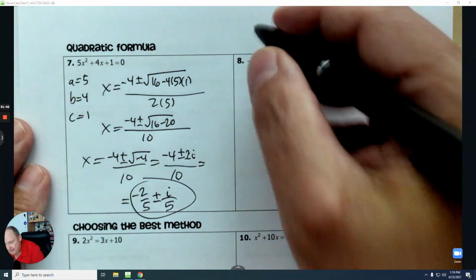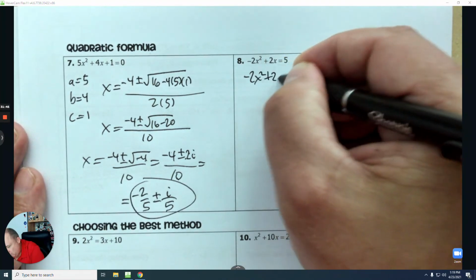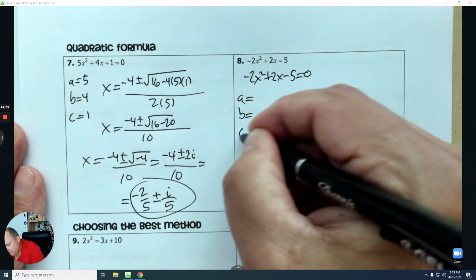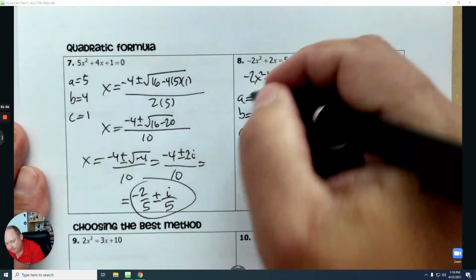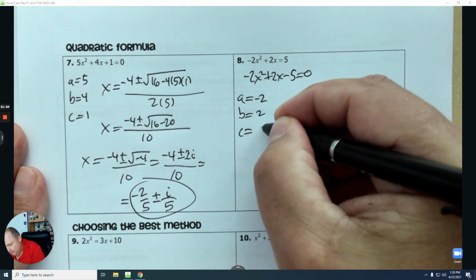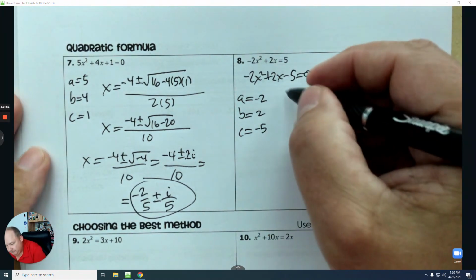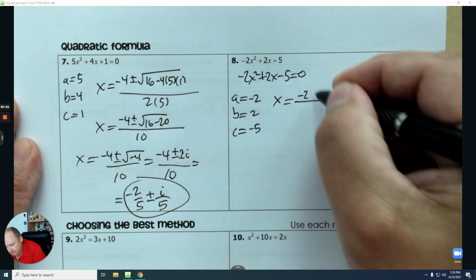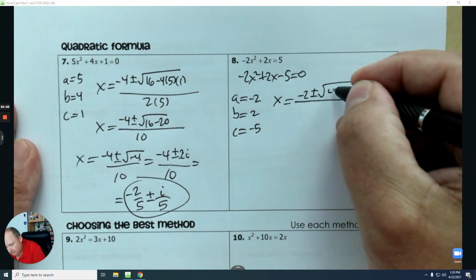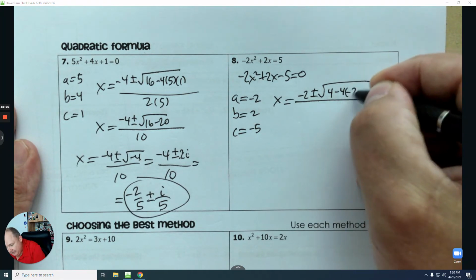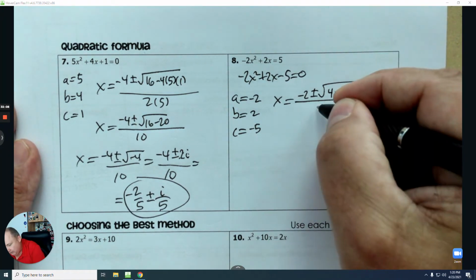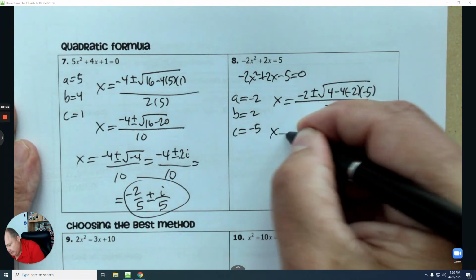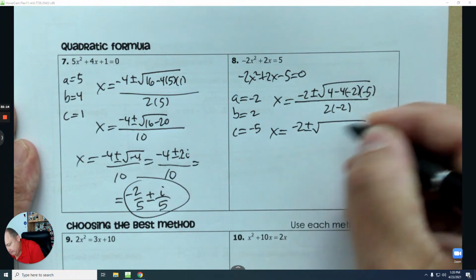In number 8, we need to make it equal to 0. You need to write down what a, b, and c equal, and then use the quadratic formula: negative b plus or minus the square root of b squared minus 4ac, all over 2a. Now we're going to simplify it.